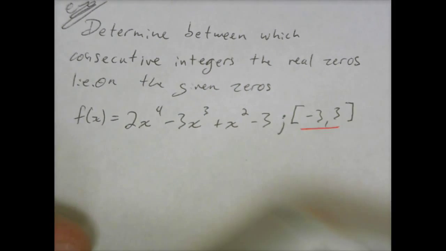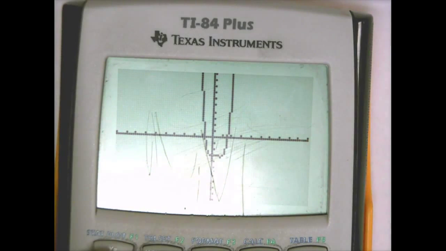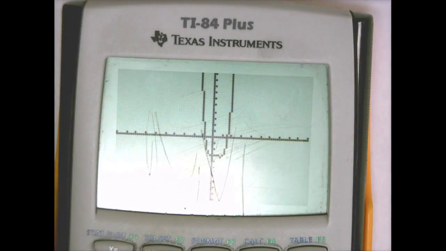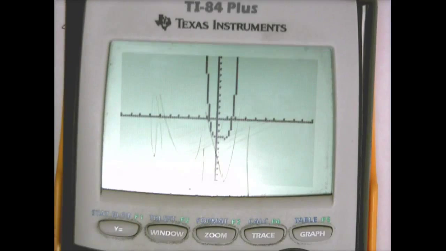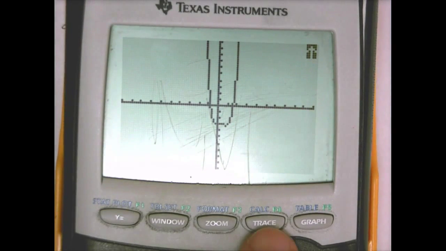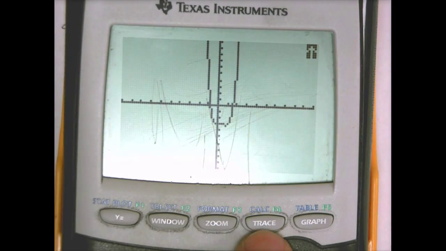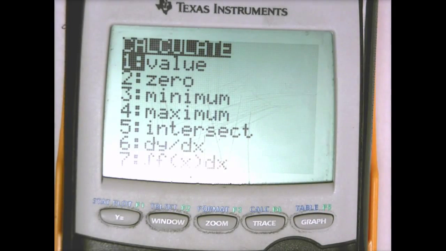Well, what I've gone ahead and done is plug it into my equation. So you can see the y equals is our equation. And we can look at the graph. And then what I'm going to do is hit second trace. So second, notice that little arrow appears right there. And if you hit trace, that's actually going to take you to calculate things. Second is the blue, so you're taking the blue part of it. And we can find the zero.